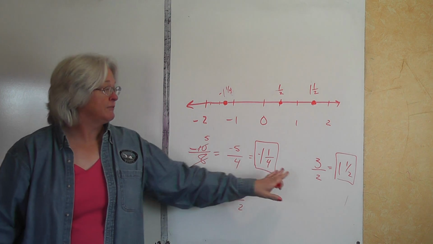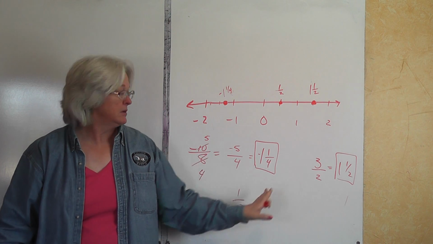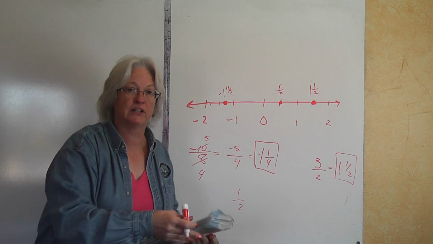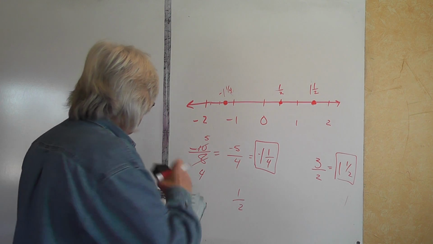So we have graphed rational numbers on the number line. So this is our first example here. Now let's go ahead and see what we want to do next.